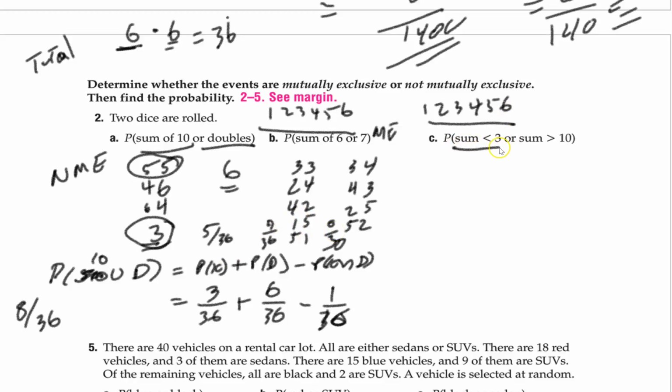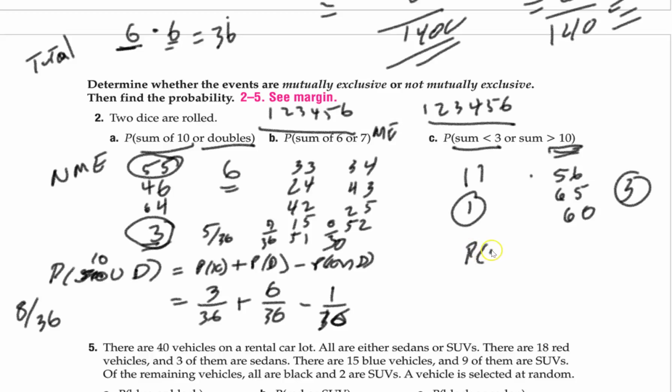How about this one? Sum less than 3. Remember, it can't be 3, it has to be less than 3. There's actually only one way to get something less than 3: 1 and 1. So only one way to get a sum less than 3. Right? Because if I do 2 and 1, I get 3, and I have to be less than 3. A sum greater than 10. Well, I could do 5, 6. 6, 5, I get 11, or I could do 6, 6. So there's 3 ways to get a number greater than 10.